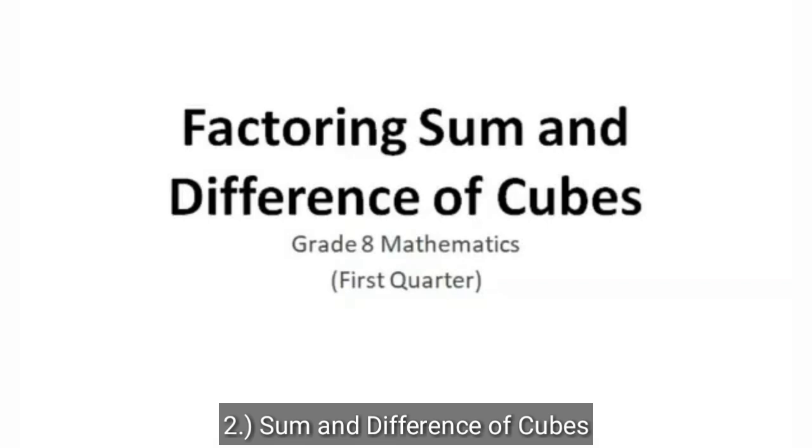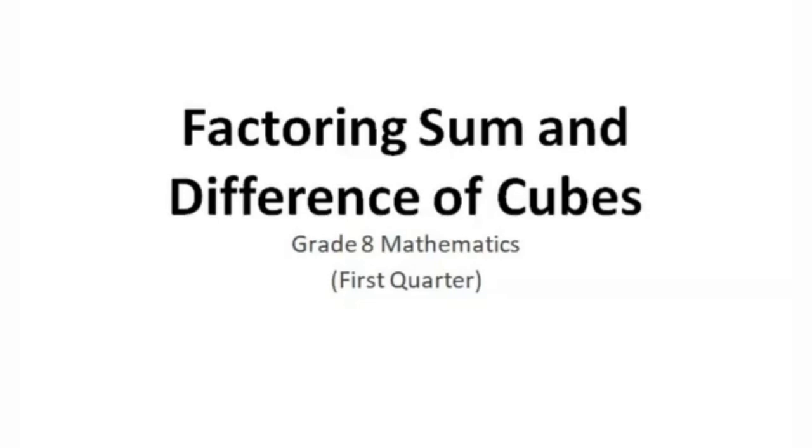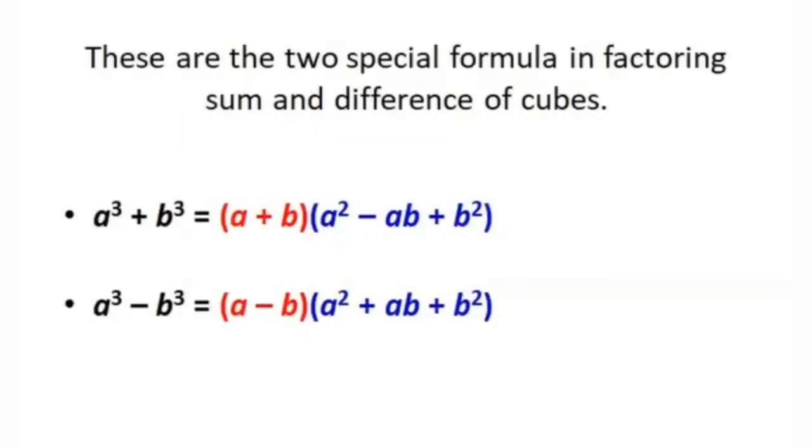Okay, so factoring sum and difference of cubes. This is for the grade 8 mathematics first quarter. So in factoring sum and difference of cubes, we must remember these two special formula. So for the sum of cubes, we have a cube plus b cube is equals to quantity a plus b times quantity a squared minus ab plus b squared. And for the difference of cubes, we have a cube minus b cube is equals to quantity a minus b times quantity a squared plus ab plus b squared.